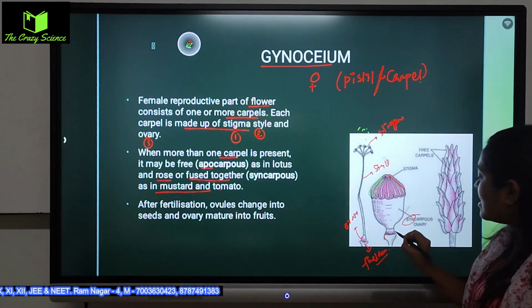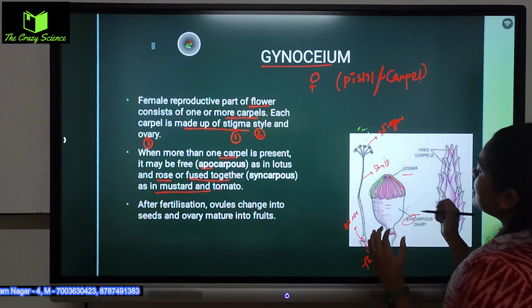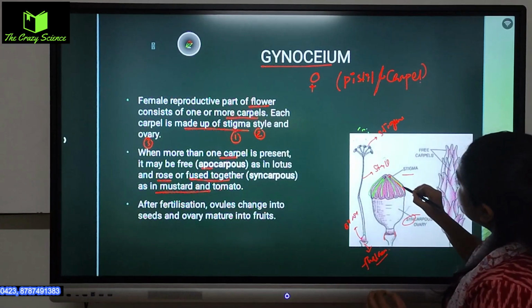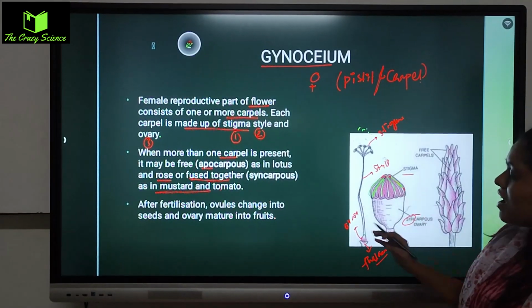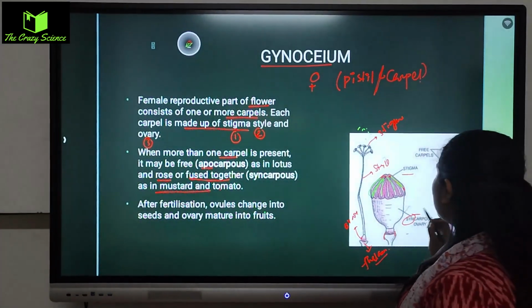Okay, and they are sitting on the thalamus over here. If they are connected, this is how they are connected together. Okay, all the stigmas are here. Many carpels are connected together. This is called syncarpous.